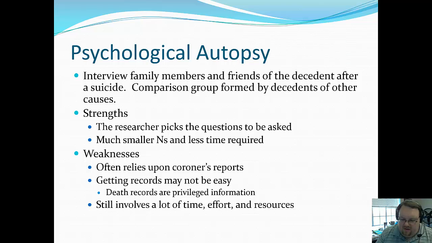And it still involves a lot of time, effort, and resources, of course, in order to do this type of study. You actually have to go and interview the family. It can be very difficult because they just lost a loved one. They may not want to talk to a researcher, so it takes a lot of resources to do.